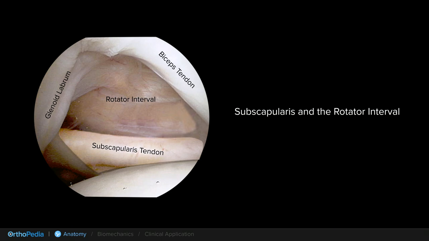Also worth noting in this image is the triangular space known as the rotator interval. This is the space between the subscapularis anteriorly and the supraspinatus superiorly. Within this space, surgeons often place anterior arthroscopic portals for intra-articular access to the glenohumeral joint.